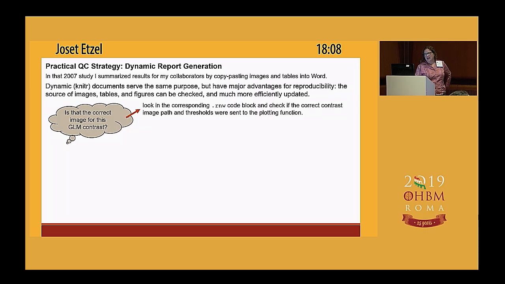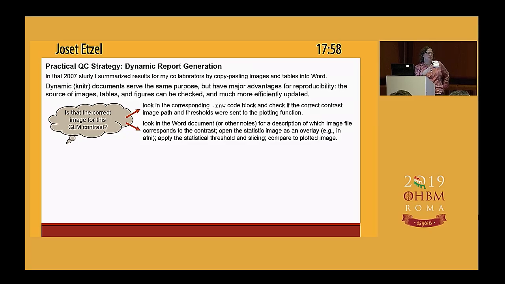With a knitr, I look in the Rnw file, the source file, I look for the path of which image they plotted and look to see if it was the one that they should have plotted. But with a Word document, you've probably all done this, where you have to look, is there a note that says which contrast the file should be? Can I find the file? Can I open up AFNI, overlay it, you get the message.